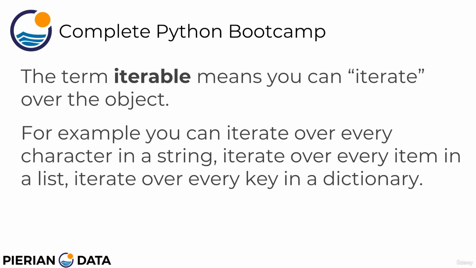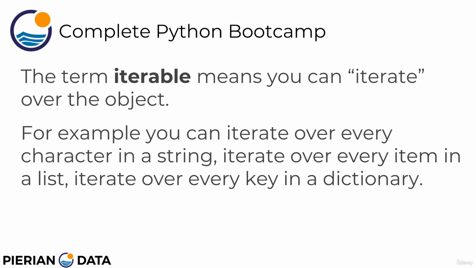You can also iterate over every item in a list. That means the list is iterable. And then you can iterate over every key in a dictionary. So the dictionary itself can also be iterated over. It's a little funny term, but just think of it as a way of going through something.